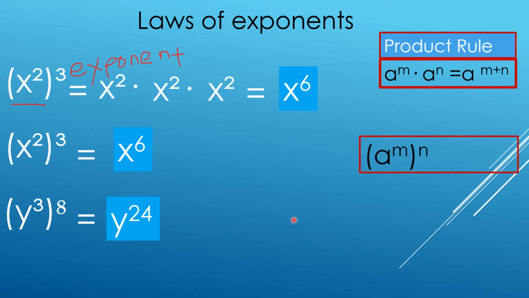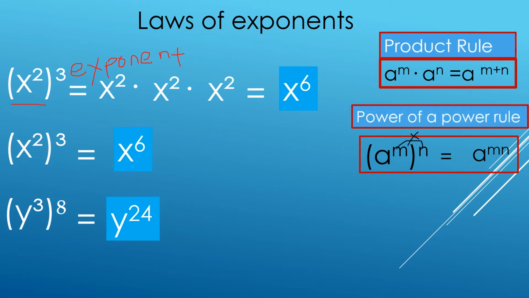Which means that if I have the quantity a raised to m, raised to another power n, that is equal to a raised to m times n. Simply multiply these two exponents. That is multiplication, so it's easy, right? That is what we call the power of a power rule.